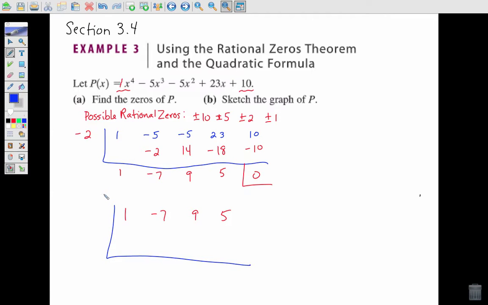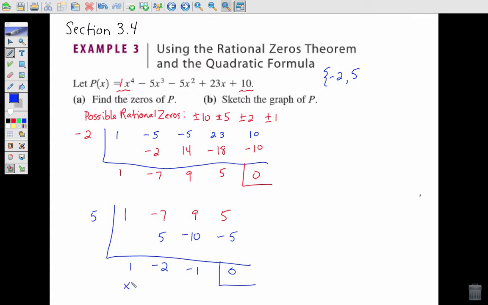Alright, so we already tried 1, -1, 2, -2. Let's try 5. So bring down the 1. 1 times 5 is 5. Okay, and 5 works as well. So far we have 2 rational zeros. Okay, so our zeros are -2 and 5.